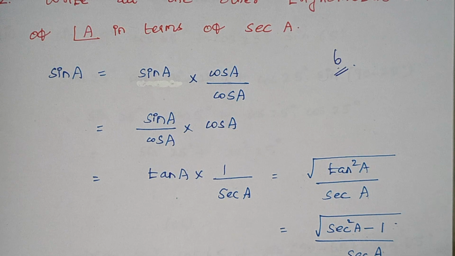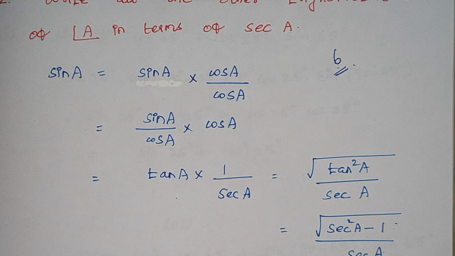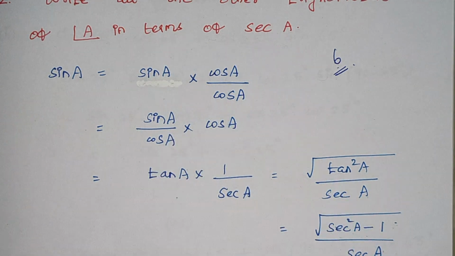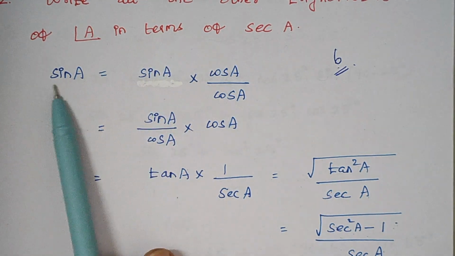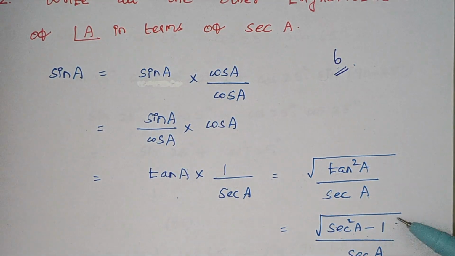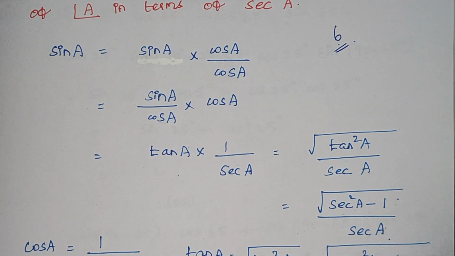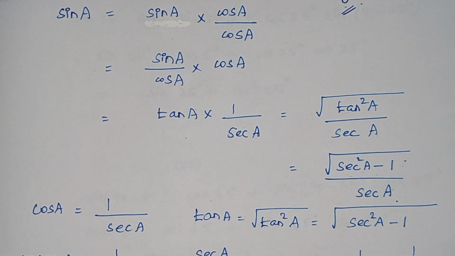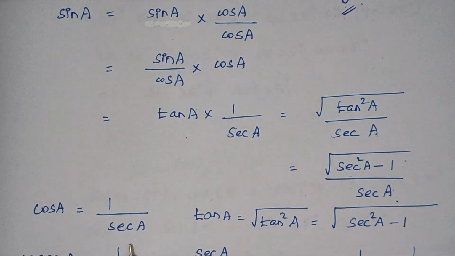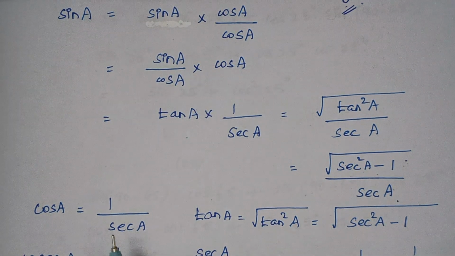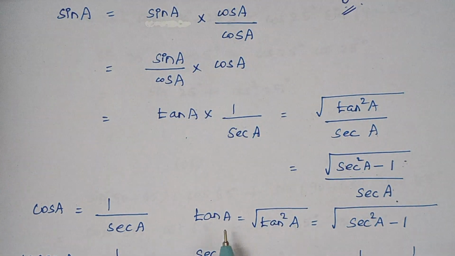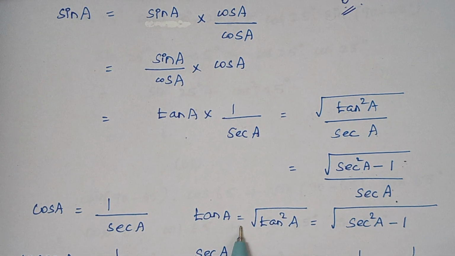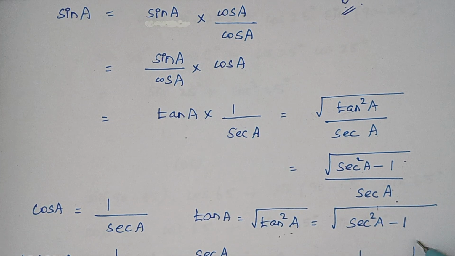This is what we need. We should express all the other trigonometric ratios, that is sin, cos, tan, cosecant and cot, in terms of secant. First we have shown that sin A can be represented in the form of secant A. Now the next thing is cos A. Cos A is nothing but 1 by secant A. So cos is represented in the form of secant. And the next one is tan. Tan A is expressed as square root of tan square A, and tan square A is nothing but secant square A minus 1.